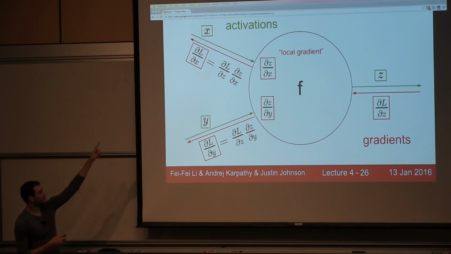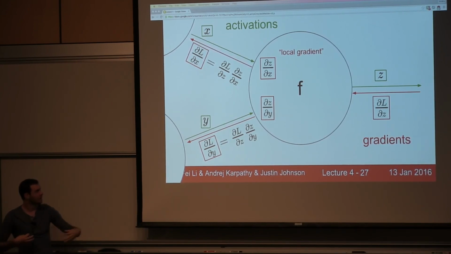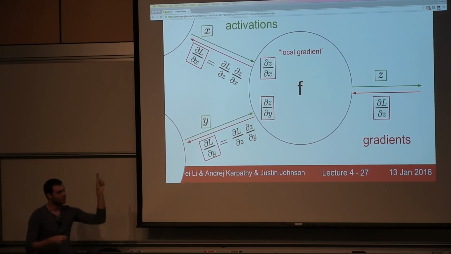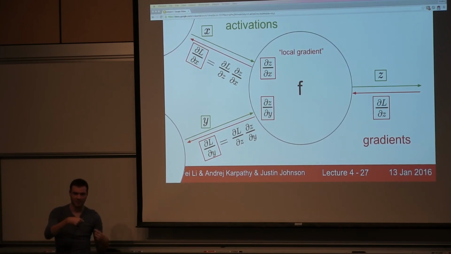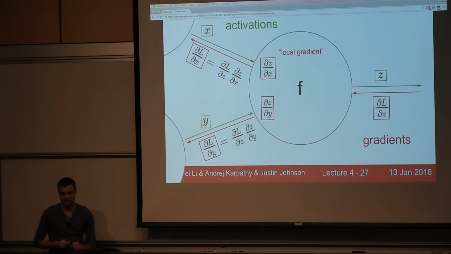And then remember that these x's and y's are coming from different gates, right? So you end up recursing this process through the entire computational circuit. And so these gates basically communicate to each other the influence on the final loss. They tell each other, okay, if this is a positive gradient, that means you're positively influencing the loss. And if it's a negative gradient, you're negatively influencing the loss. And these just get all multiplied through the circuit by these local gradients.